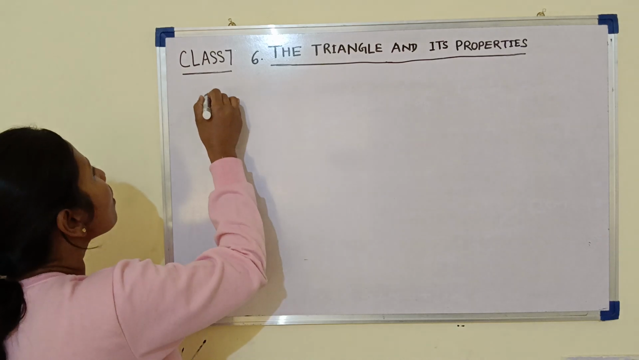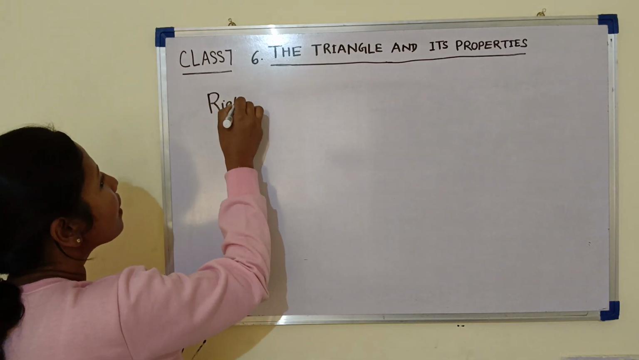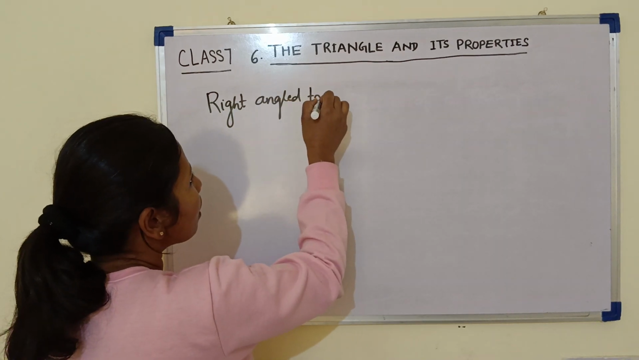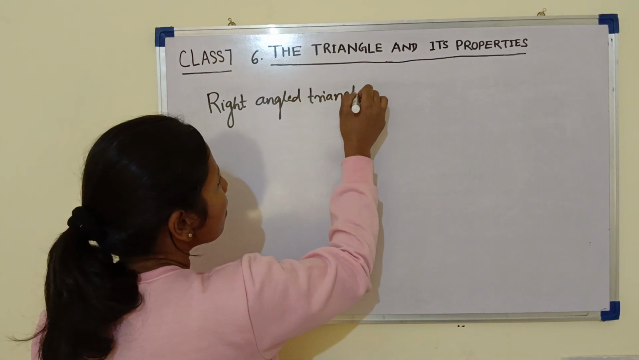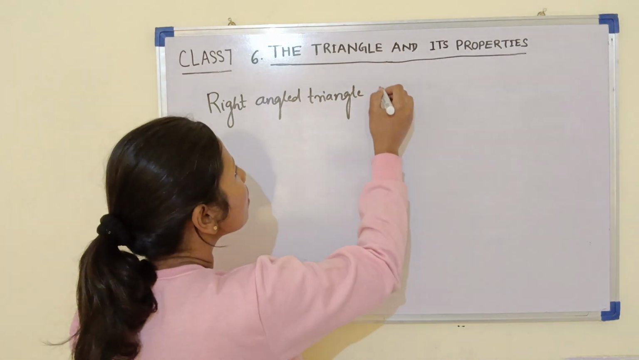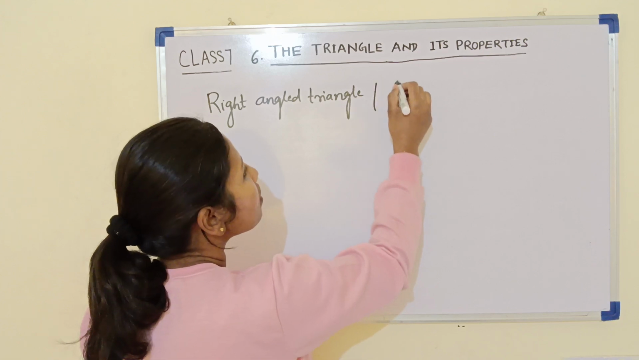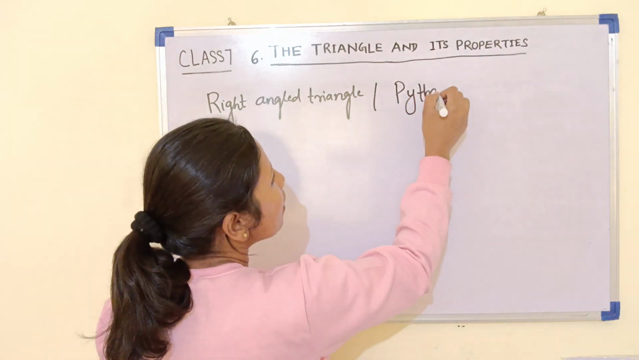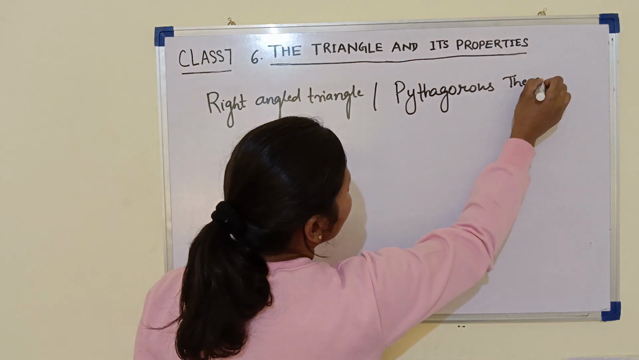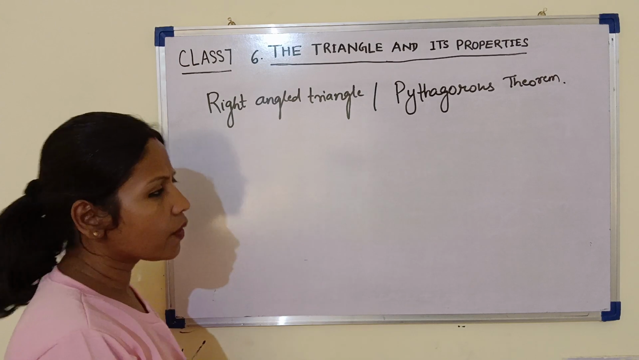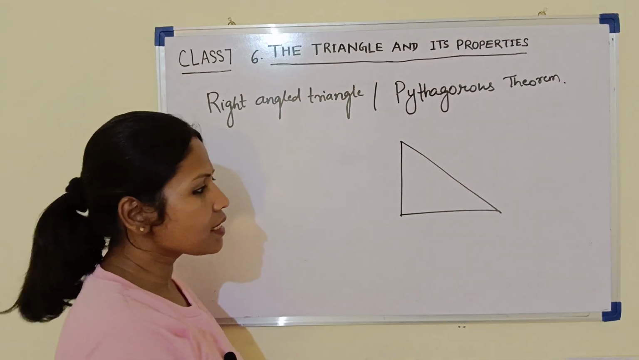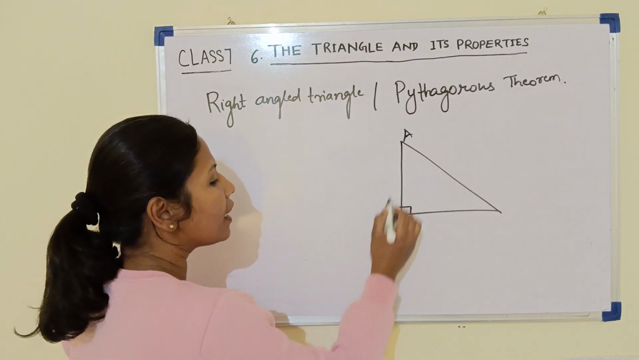Now let's learn the properties of a right angled triangle. It's a very important property that you are going to use in physics also. So the right angled triangle property and Pythagoras theorem. This is a very small property. Suppose this is a triangle, a right angle triangle. We are talking only about right angle triangles.